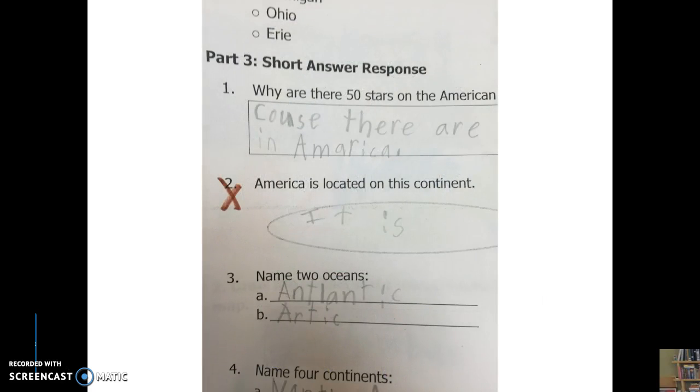And I think this is my last one. Again, a language bias here. These are short answer responses. "America is located on this continent," and they wrote "it is," and they got it wrong. If the student who wrote this was in North America, which they probably were, though not necessarily, then technically this would be a right answer if that's how they read this question, this item.